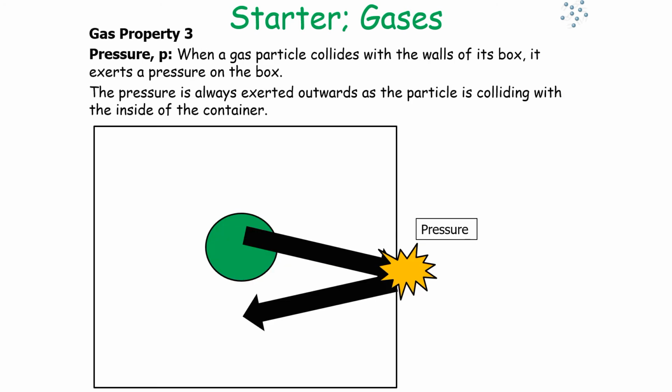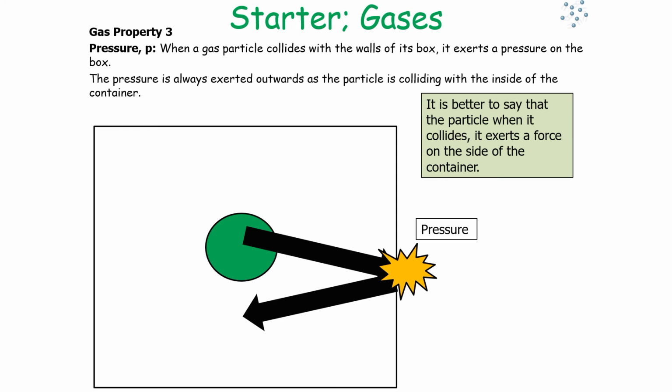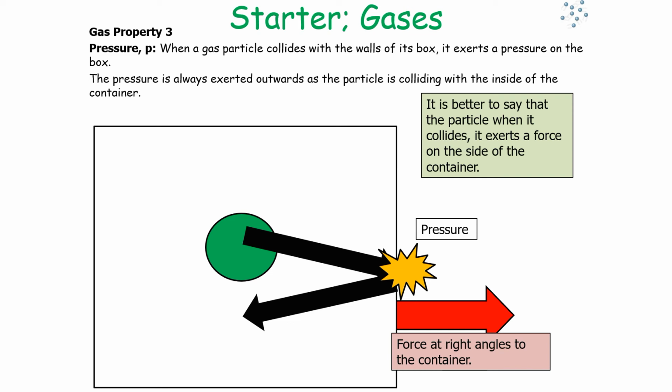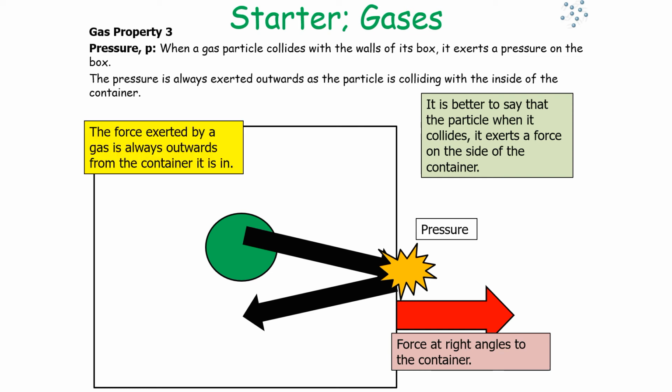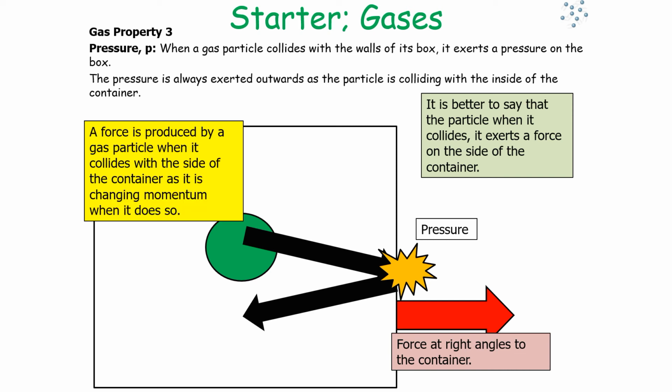Now pressure: when a gas particle collides with the walls of its box, it exerts a pressure on the box. Now this pressure is always exerted outwards as the particle is colliding with the inside of the container. Now it's better to say that when the particle collides, it exerts a force on the side of the container, which acts at right angles to the container. Now the force exerted by a gas is always outwards from the container it is in. Now truly, the reason why a force is produced is because when the gas particle collides with the container, it's changing its momentum when it does so.